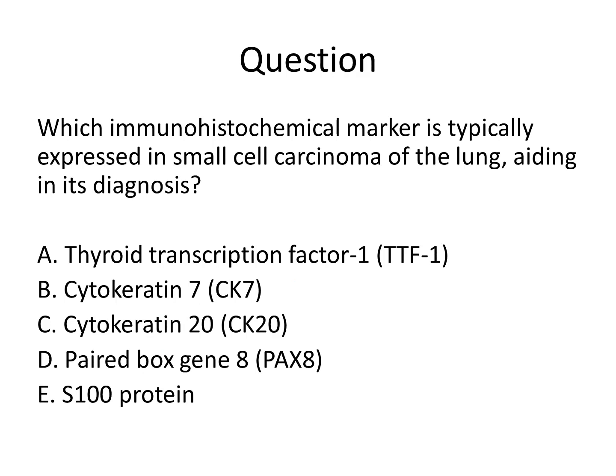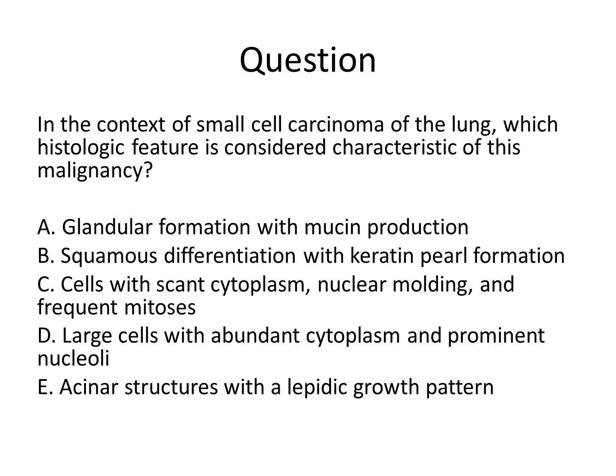Which immunohistochemical marker is typically expressed in small cell carcinoma of the lung, aiding in its diagnosis? The answer is A. Thyroid transcription factor 1, TTF1. These tumors are often positive for cytokeratin 7, but this is a less specific finding. In the context of small cell carcinoma of the lung, which histologic feature is considered characteristic of this malignancy? The correct answer is cells with scant cytoplasm, nuclear molding, and frequent mitoses.